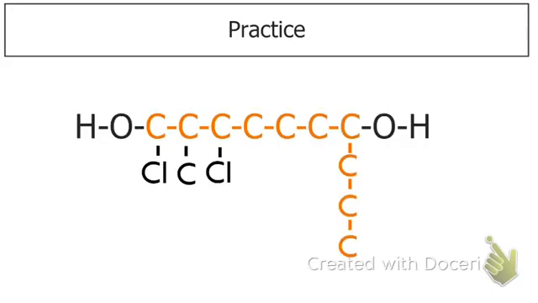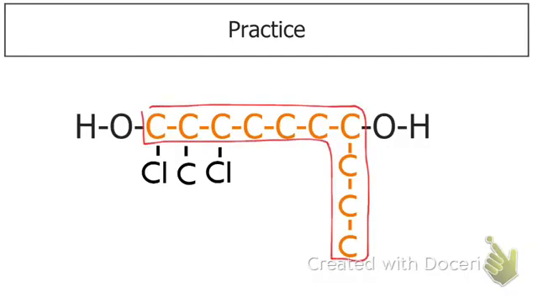Ooh, let's look at this one. Okay. We know that this is our chain. We know that the alcohols have priority. The alcohol that's closest to the end is going to be carbon number 1. So carbon 1, 2, 3, 4, 5, 6, 7, 8, 9, 10. Okay, we now have our chain counted.